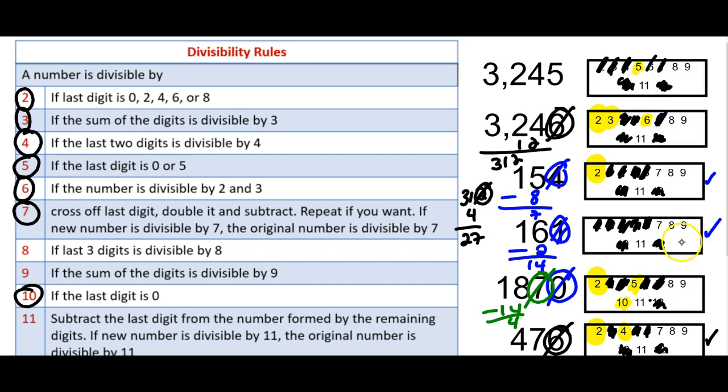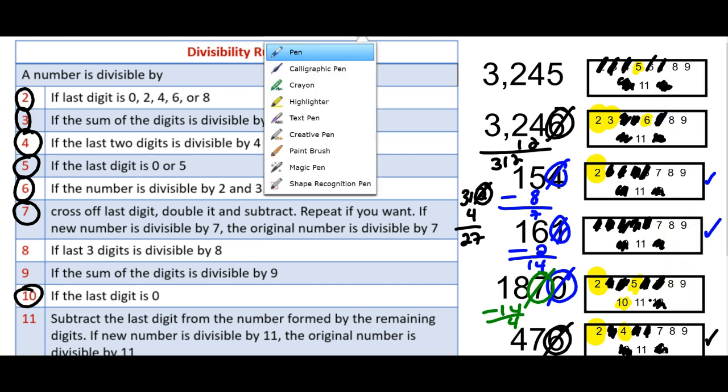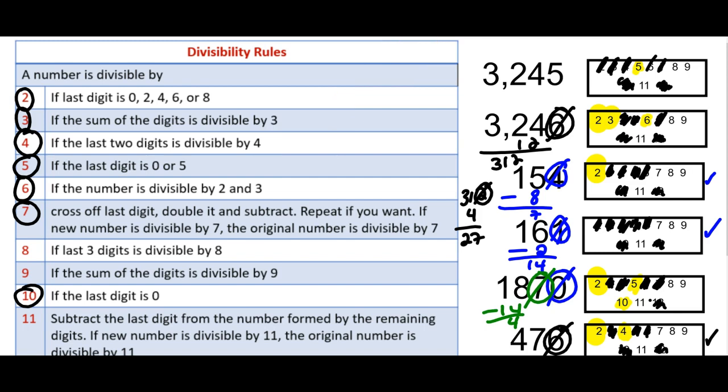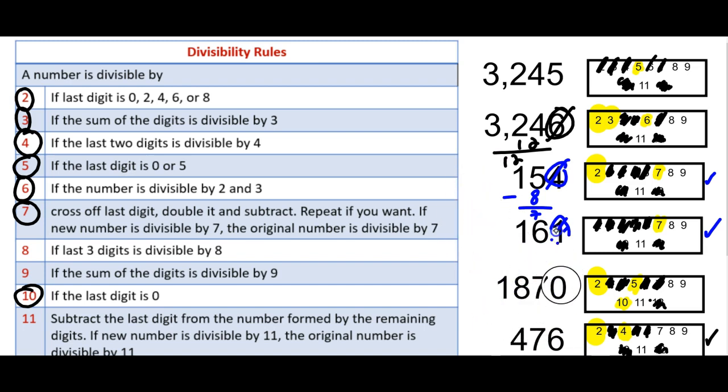So I had two numbers here that 7 will go into. Let's highlight those. And we got three more numbers to look at. Let's look at 8. 8 works if the last three digits are divisible by 8. So we had one like that already. Look at 4. If the last two digits were divisible by 4. So for the 8s, the last three digits have to be divisible by 8 for that to work.